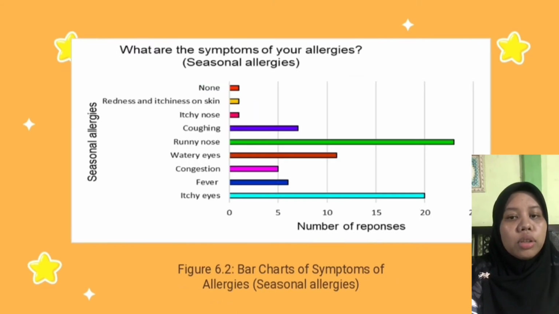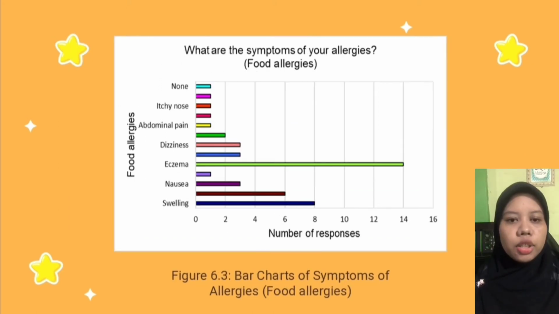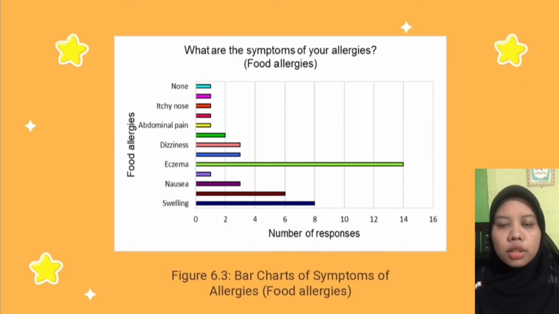Figure 6.2, bar chart of symptoms of allergies. For example, redness and itchiness on skin, itchy nose causing runny nose, watery eyes, congestion, fever, and itchy eyesight. The highest number of responses for symptoms of allergy is runny nose, 23 respondents, while the lowest is none, that is 1, redness and itchiness on skin and itchy nose. That is the bar chart of symptoms of allergy: itchy nose, abnormal pains, dizziness, eczema, nausea, and swelling. The highest symptom of allergy is eczema.